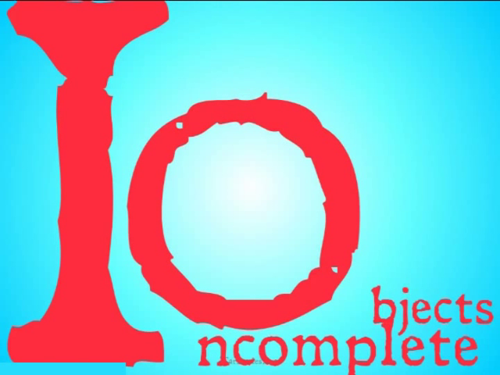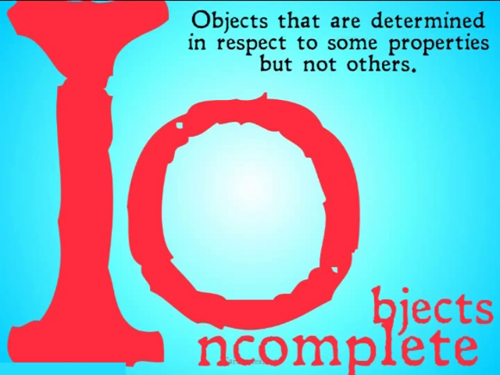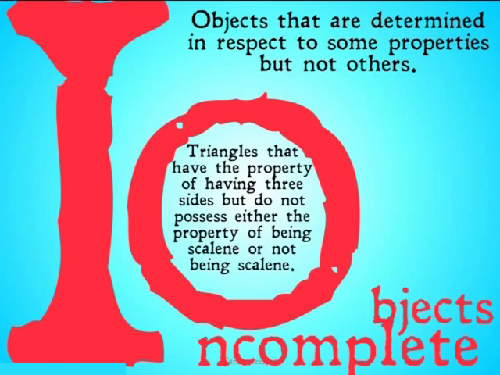More vocabulary. Like I said, it's pretty complicated. These are objects that are determined in respect to some properties, but not others. An example would be a triangle, or the triangle. Triangles have the property of having three sides, but do not possess the property of either being scalene or not being scalene. In this case, we're not talking about a specific triangle. We are talking about triangle in general. That incomplete object, triangle, does not yet possess the property of being scalene or not being scalene.